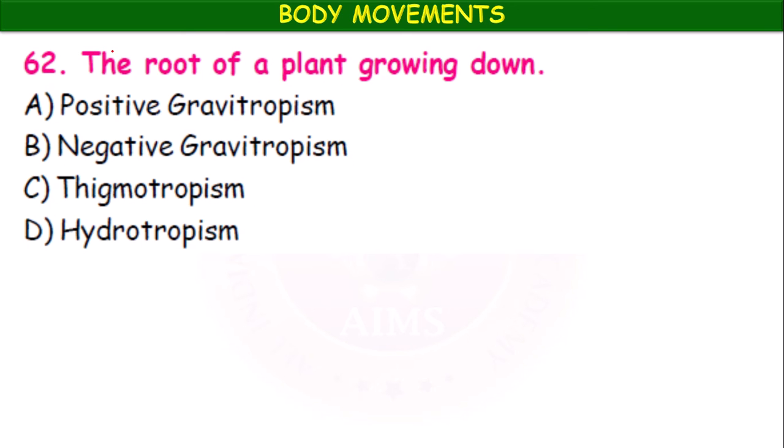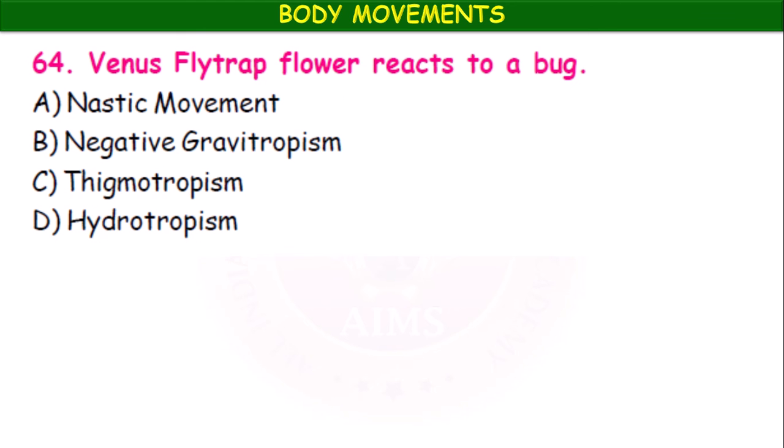Okay. The roots of a plant growing down: positive gravitropism, negative gravitropism, thigmotropism, hydrotropism. Okay. Positive gravitropism. Venus flytrap is an insectivorous plant. The Venus flytrap flower reacts to a bug. Which type of movement is it? Nastic movement, negative gravitropism, thigmotropism, hydrotropism.